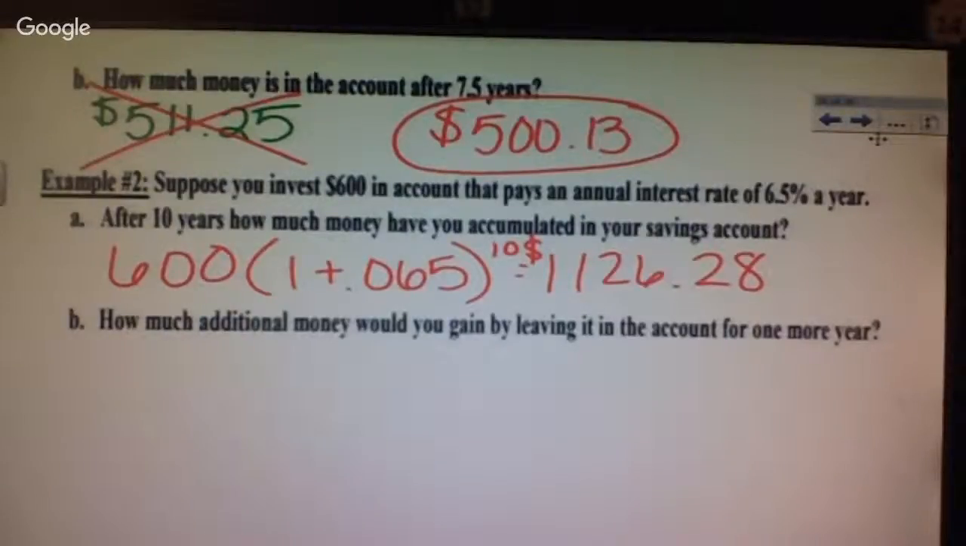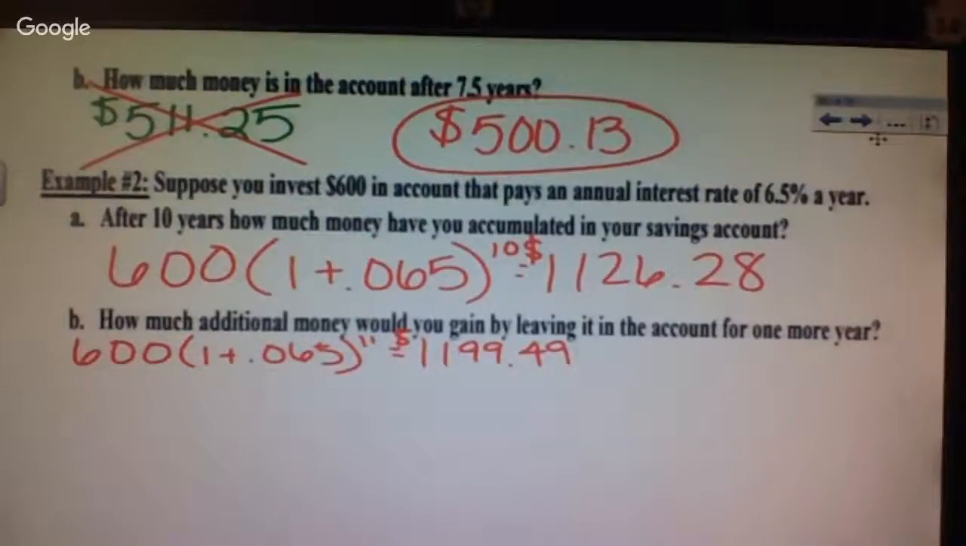B says, how much additional money would you gain by leaving it in the account for 1 more year? $73.21. Okay, so what's the first thing I have to do? Plug in 11. I need to use this equation and plug in 11. I need to know if it's in for 1 more year, how much money do I have at the end of 11 years? And you should have gotten, you said what? 1,199.49.